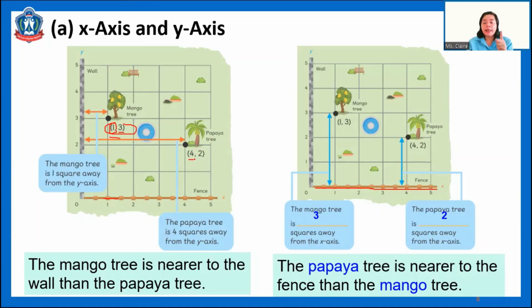The same with the papaya tree. The 4 is the x-coordinate. Remember, x first. It means 4 squares distance from the y-axis. And the 2 here is 2 squares from the x-axis. So when we find the coordinates, we start with the x-coordinate, then the y-coordinate.